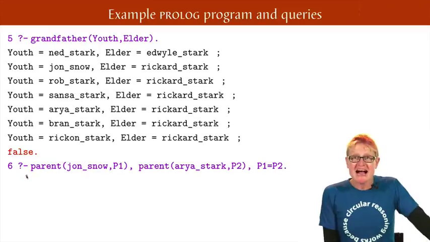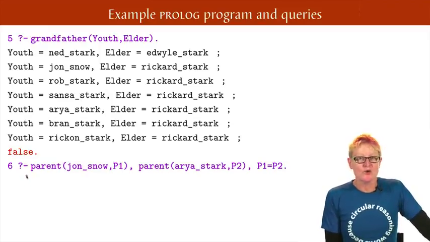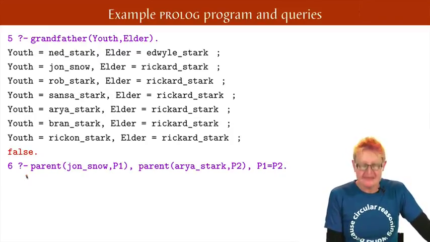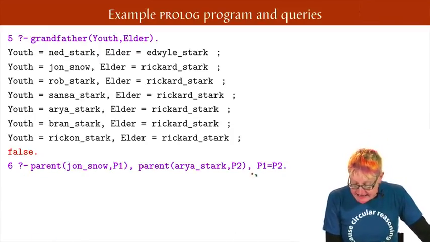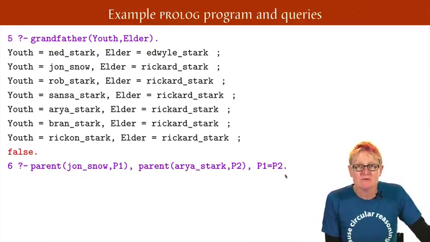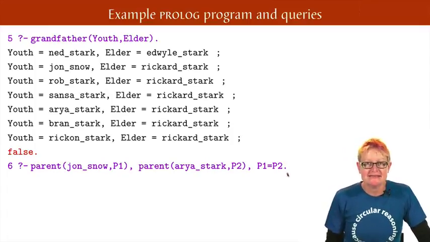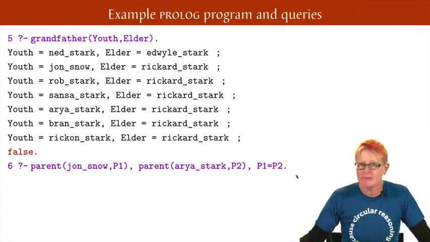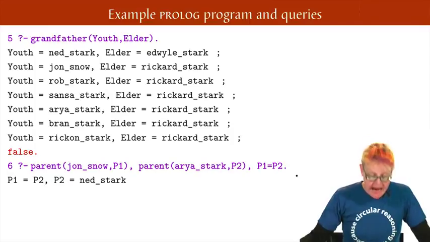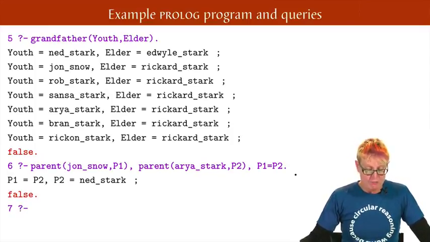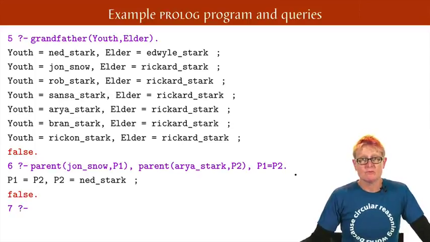Okay, so one way to ask if Jon Snow and Arya Stark have a parent in common is this, where the syntax here, P1 equals sign P2, means P1 and P2 can be unified by instantiating the same name. The query answer is yes, witnessed by Ned Stark, but there are no more witnesses for P1 equals P2.